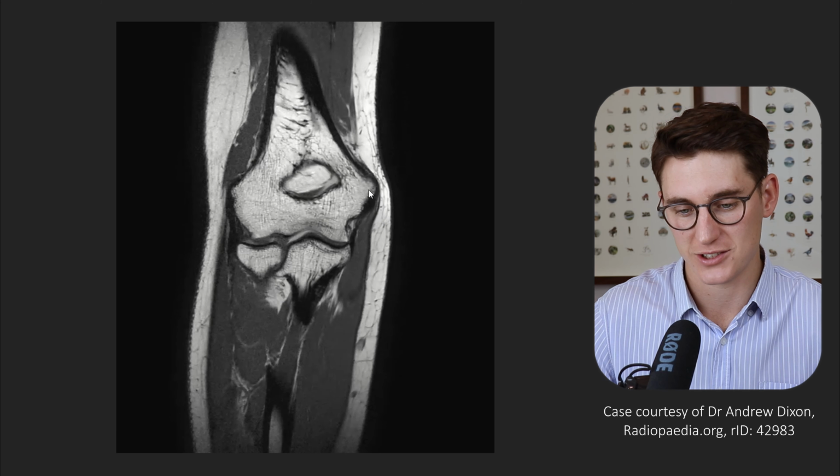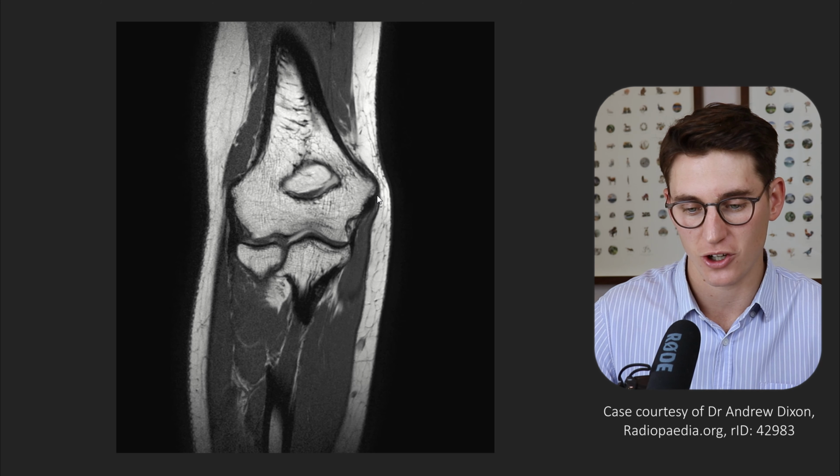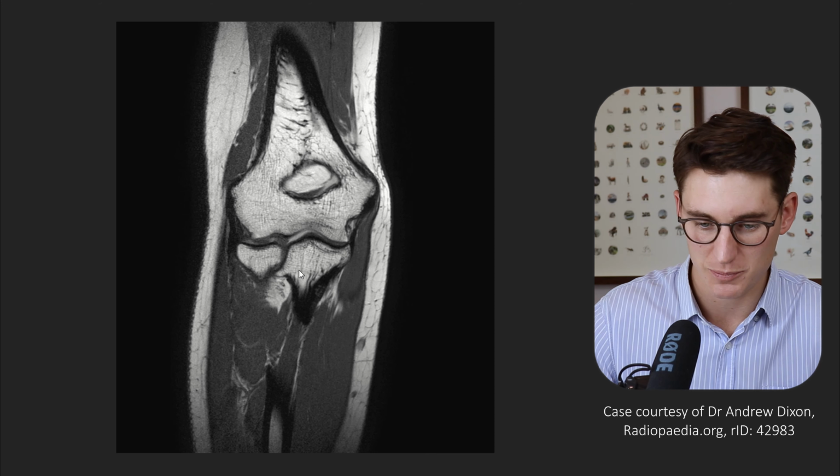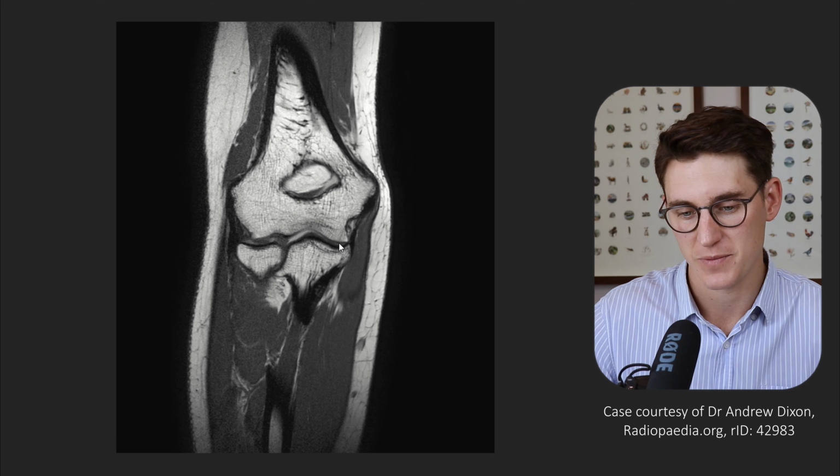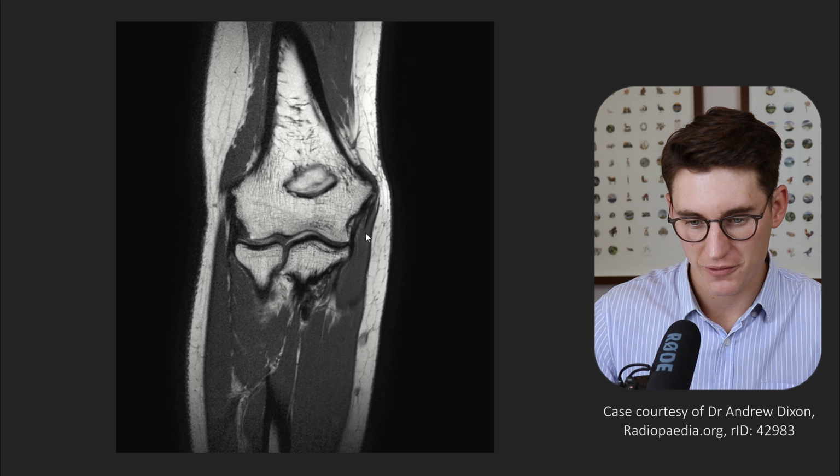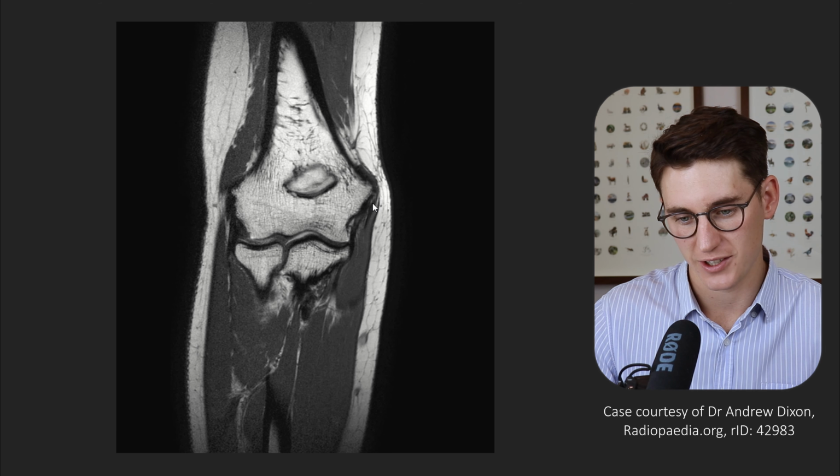If we go to the medial side, we can see our medial epicondyle of the humerus here. We know it's medial, we're on the side of the ulnar here, and we should be able to see the common flexor origin here of our tendons here.